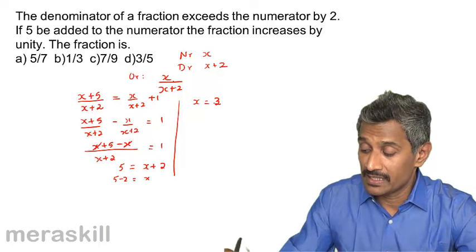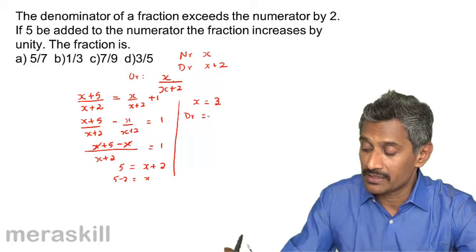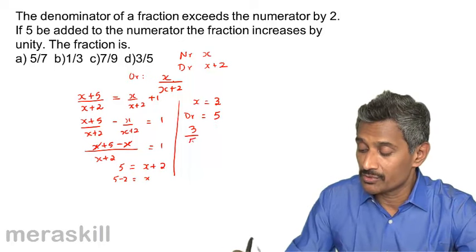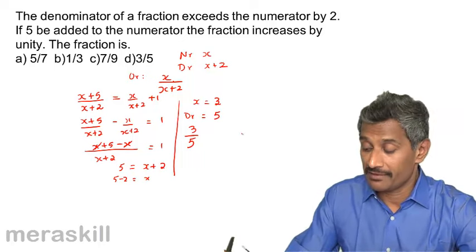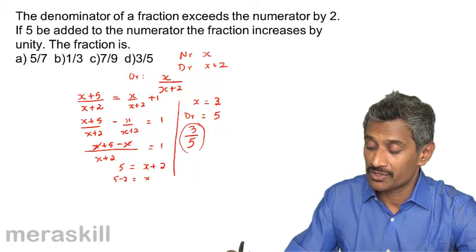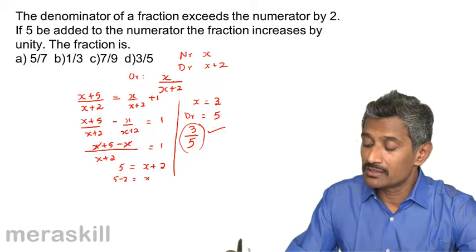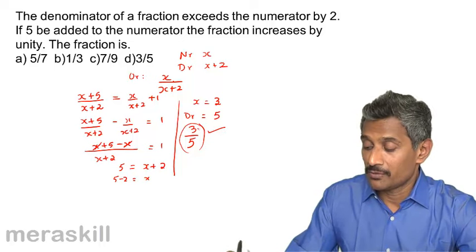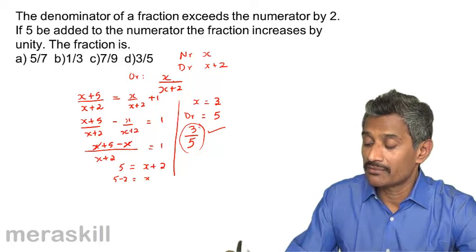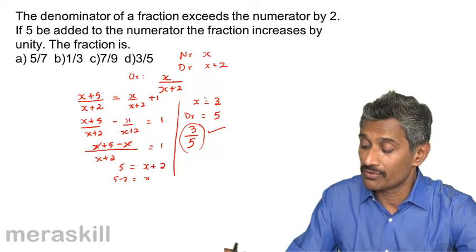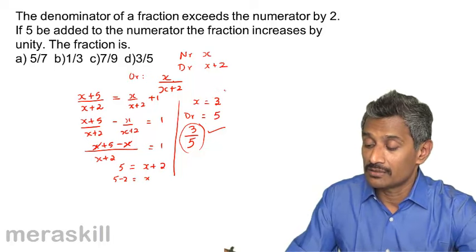If x is 3, that means the denominator is 3 plus 2, 5. So our fraction is going to be 3 by 5. So this is how we get the fraction. If you look at it, we can see that if you add 2 to this, we have 3 plus 2, 5 by 5, which is accordingly 3 by 5. So we have 3 by 5 as the answer for this.